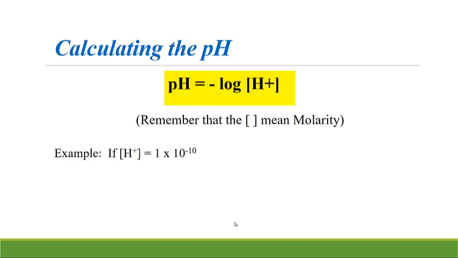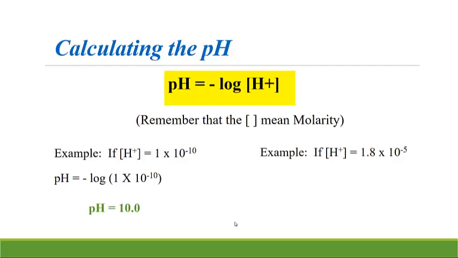So for example, if the hydrogen ion concentration is 1 times 10 to the negative 10th, to figure it out, we're going to take the negative log of 1 times 10 to the negative 10th, and that will give us the actual pH value, which in this case is 10. Another example, if we have a concentration of 1.8 times 10 to the negative 5th, we're going to take the negative log of 1.8 times 10 to the negative 5th and end up with a pH of 4.74, or an acidic solution, where our previous example was basic because its pH is greater than 7.